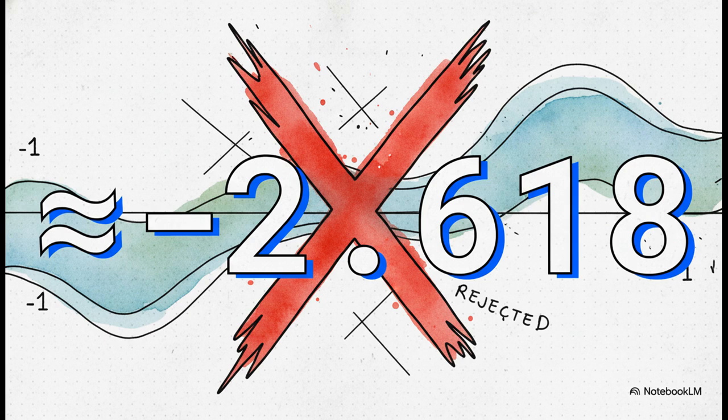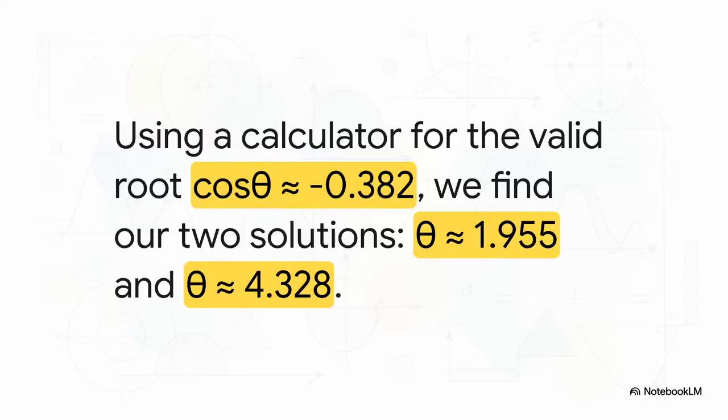So we have to reject this root. It's a valid mathematical answer to the quadratic, but it's not a possible answer in trigonometry. So we only move forward with our one valid root. We just grab a calculator and find the angles where cos theta is about negative 0.382. This gives us our 2 final solutions, approximately 1.955 and 4.328 radians.